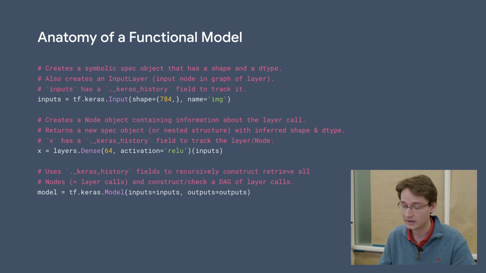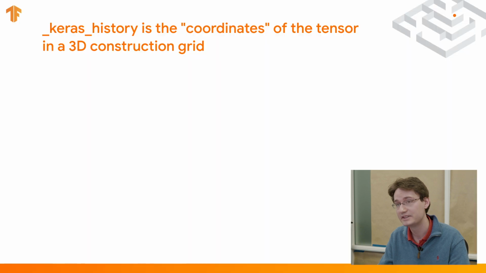And finally, when you instantiate your model from these inputs and outputs, we're going to recursively retrieve every node that has been created and check that they actually do form a valid DAG of layer calls. So this Keras history field, does that have transitively a reference to all the layers that were? So this is what it contains.